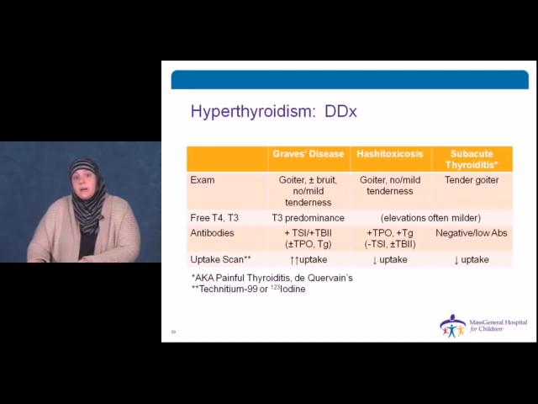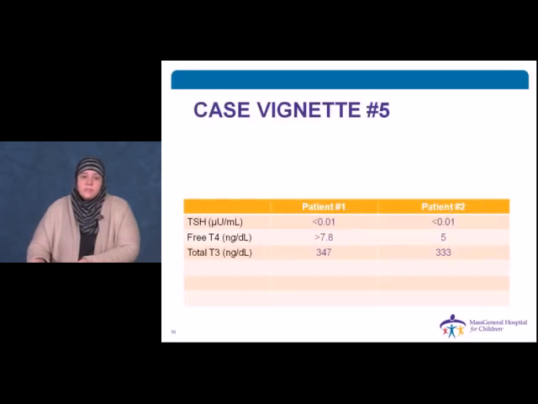In terms of antibodies, positive TSIs are diagnostic of Graves' disease and won't be present in the other two conditions. And in subacute thyroiditis, you usually have negative antibodies. Because there's some prevalence of weak antibody positivity in the general population, you may also see weakly positive antibodies, but this is not related to the process of subacute thyroiditis itself. And if you do an uptake scan, again, you'll see increased uptake with Graves and decreased uptake with the other two conditions. So I want to go over a case vignette.